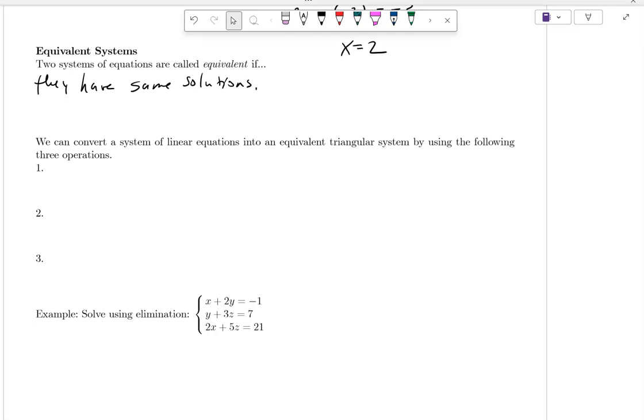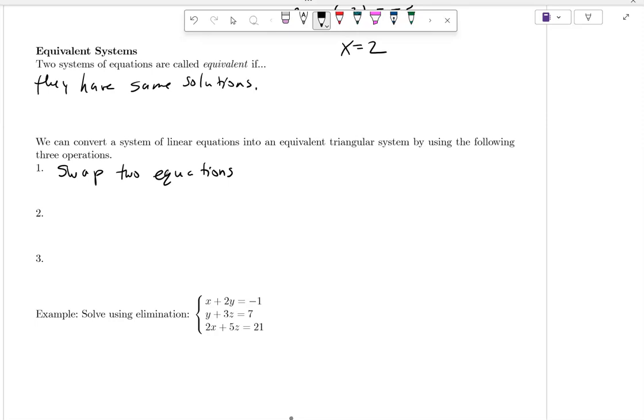First one that you can do is swap 2 equations. I think it's pretty obvious that if all I do is write the equations in a different order, I don't change any solutions. Right? If all I did was literally take equation 1 and equation 2 and write them as equation 2 and then equation 1, I don't change anything really, right? Okay. That's one allowable operation.